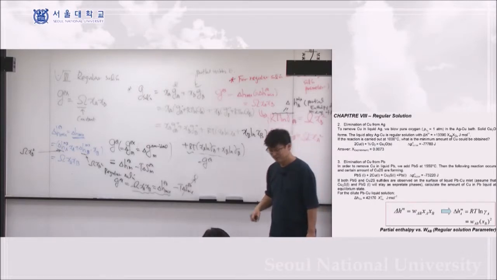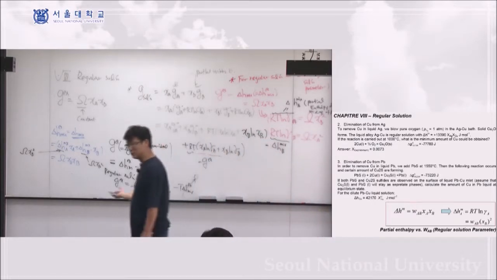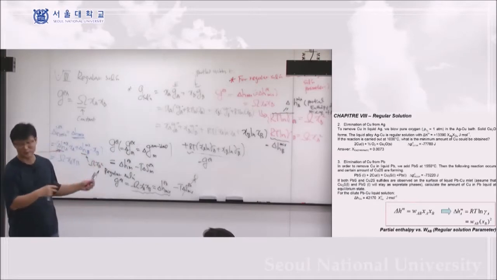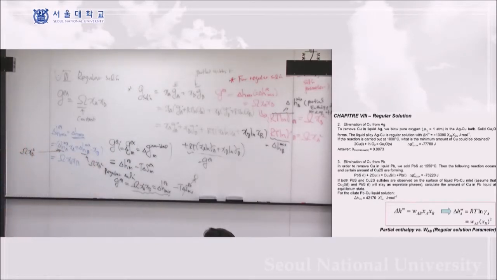Bit tired there. I know you have to remember this one. Or you don't have to remember because it's open book. But at least you have to know that there's a relationship between the regular solution parameter and the partial enthalpy and also the activity coefficient.